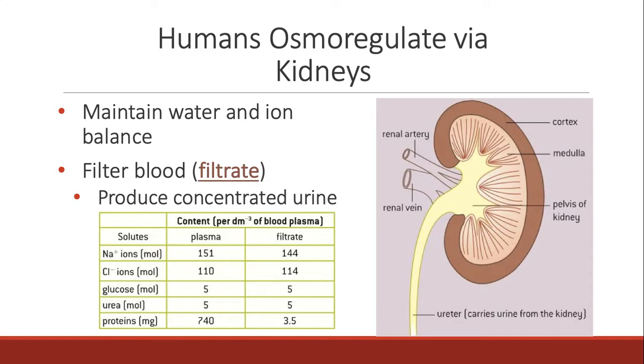Okay, so humans don't have Malpighian tubules. We have kidneys, and kidneys are our osmoregulation organ. We have two of them. They are kind of on our lower backsides, and they maintain water and ion balance.